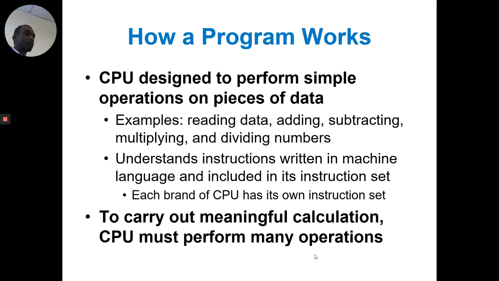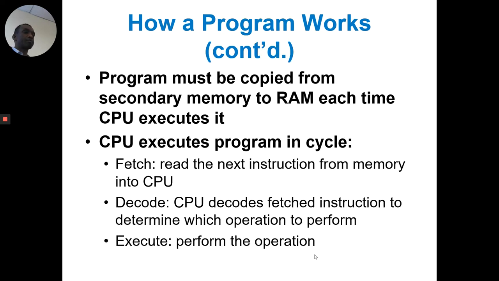Okay. How does a program work? The CPU is designed to perform simple operations on pieces of data: reading data, adding, subtracting, multiplying, dividing numbers. It understands instructions within machine language, and each brand of CPU has its own instruction set. So to carry out meaningful calculations, the CPU must perform many operations. A program must be copied from secondary memory to RAM each time a CPU executes it.